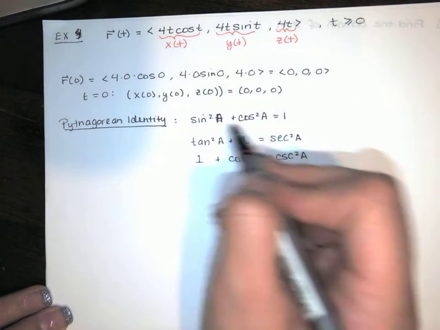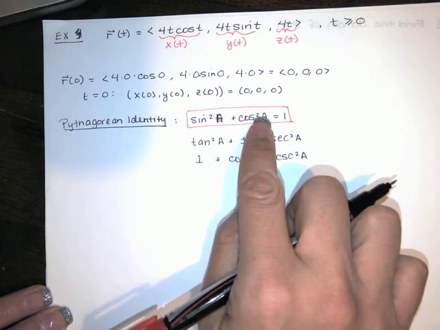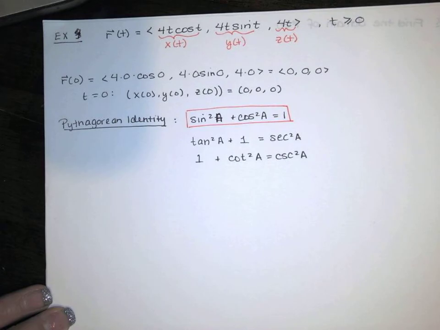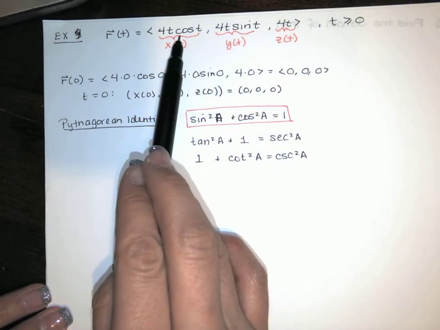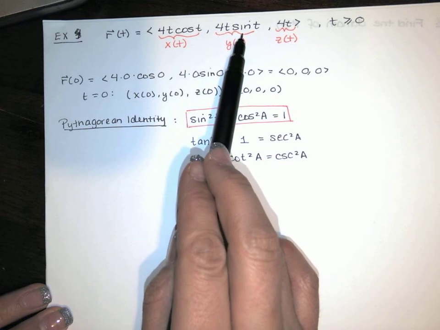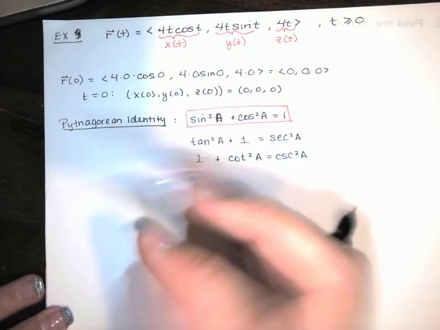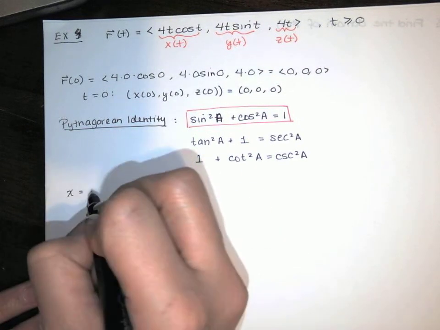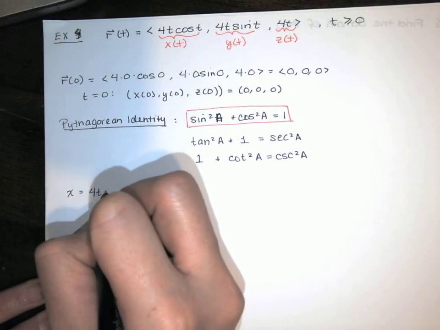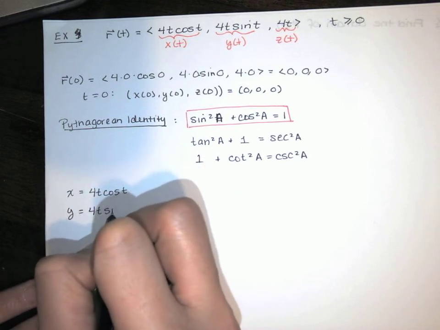So this is the one that is applicable here. I've got a sine squared and a cosine squared, and I've got a cosine and a sine, so it makes sense to use that one. Okay, so in order to do that, I'm going to solve x of t for cosine and solve y of t for sine. And to eliminate all the extra t's, I'm just going to make the dependence on t implied. So we have x equals 4 cosine of t, and y equals 4 sine of t.